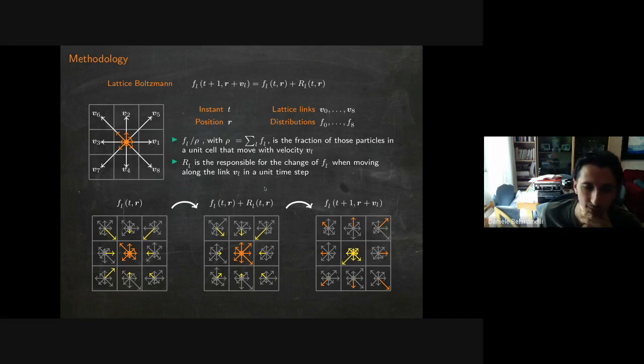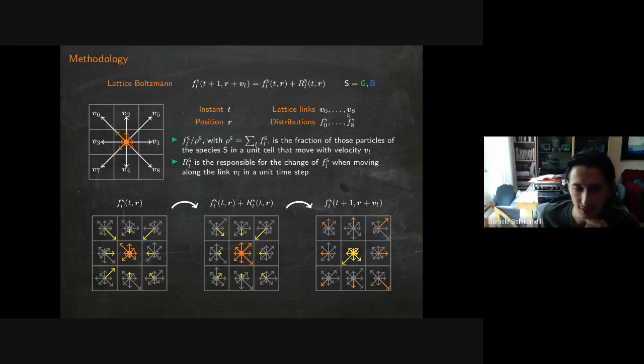I prepared a couple of slides to sketch how the Lattice Boltzmann works, but I definitely think I can safely skip them. Let me just remark that we are dealing with multi-component fluids. So in this case, basically nothing changes except that now each quantity refers to the species, right? So in our case, s is the species.